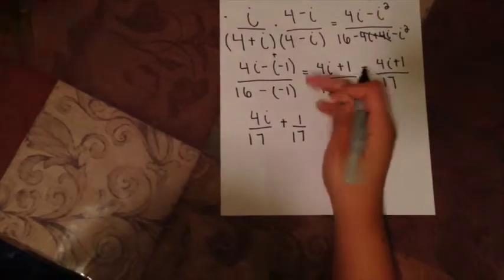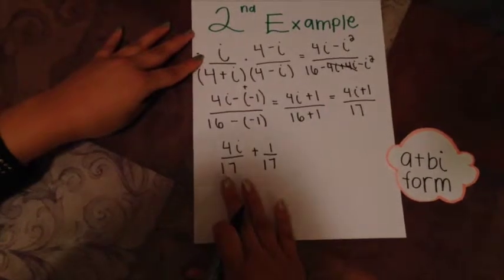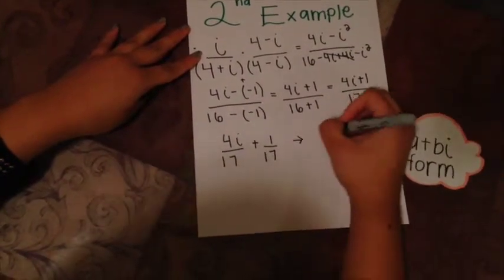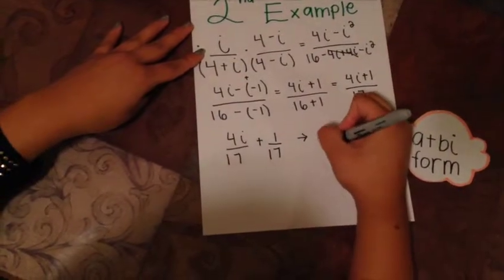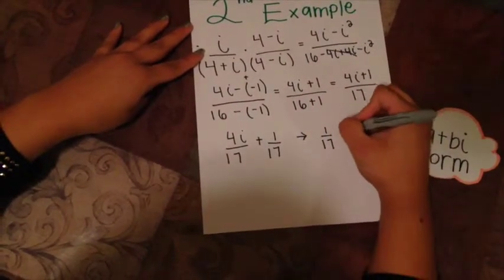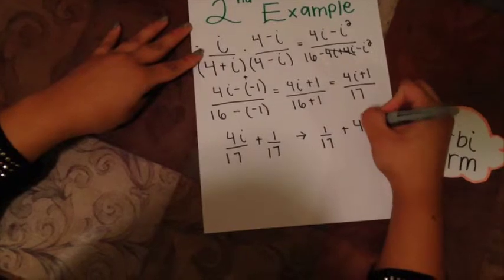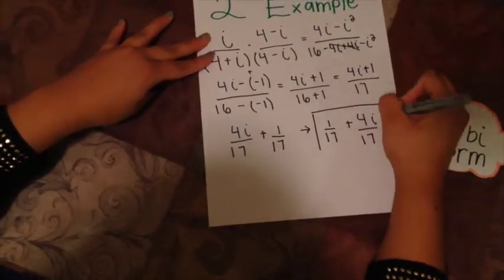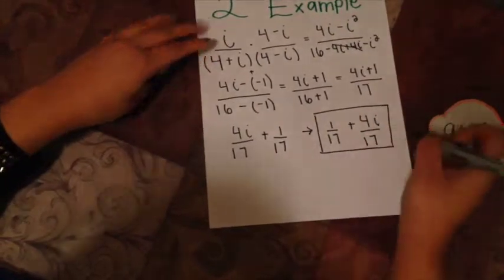Now we have to make sure that the answer is written in a plus bi form, and right now it's in bi plus a form. So we're going to have to switch that to 1 over 17 plus 4i over 17, and we're going to go ahead and box that, and that's our answer for example number 2.